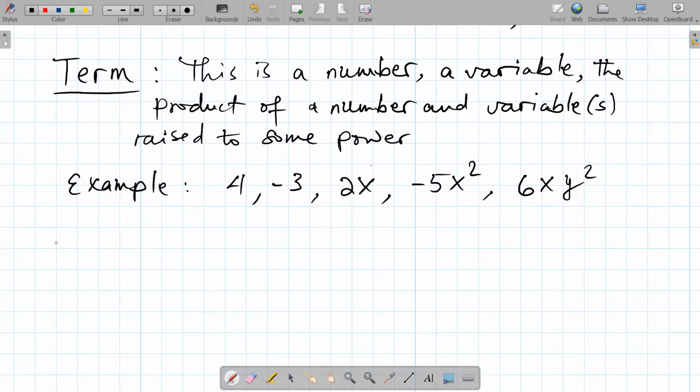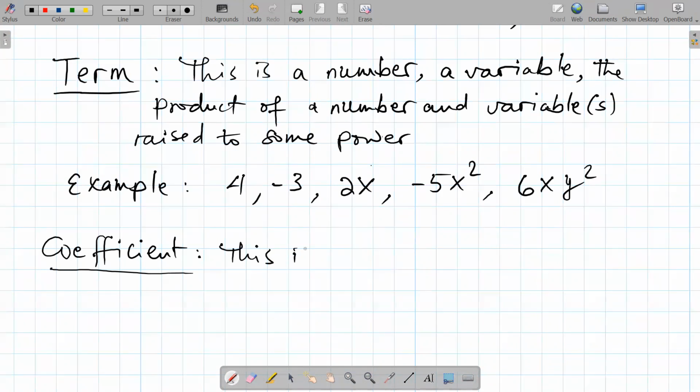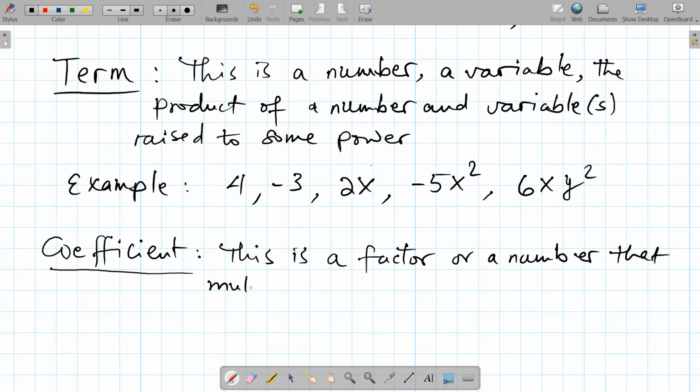Then we can talk about what a coefficient is. Coefficient is simply a factor. Let's put it this way: this is just a factor or a number that multiplies a given variable.